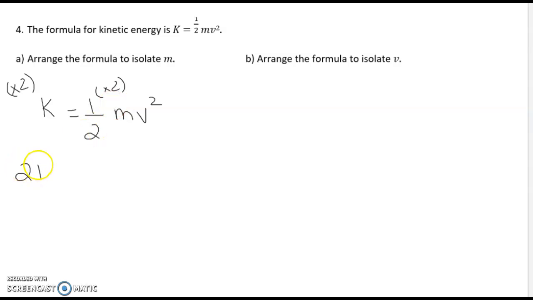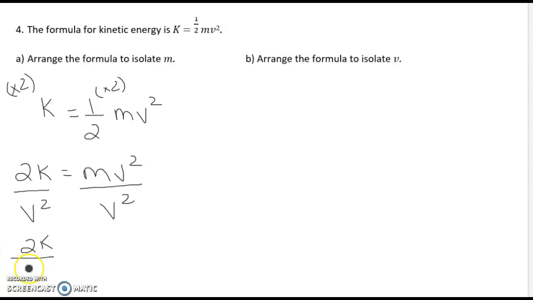So I'm going to be left with 2K equals these multiplied by 2. Multiply by 2, divide by 2, that equals 1. So we're left with just mv squared. Now we want to solve for m, so we have to divide by v squared. And if you do it on one side, you have to do it to the other side. So now you're left with 2K divided by v squared equals m.